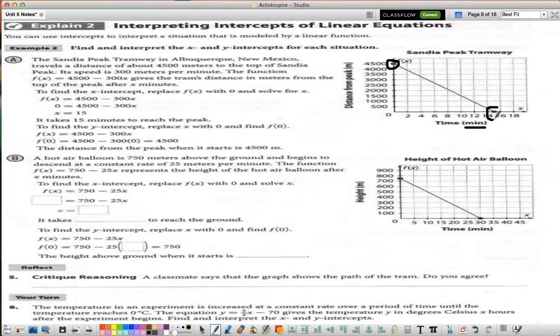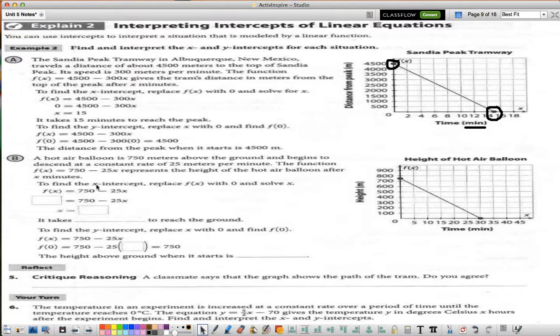Our x-intercept is over here at halfway between 14 and 16, which is 15. So since it's (15, 0), what that tells me is it takes 15 minutes. Okay, so it takes 15 minutes for the tram to get down to 0 elevation, or to reach the peak. And I'm sorry, this is to get to the top. So it takes 15 minutes for it to get to the top of the peak.